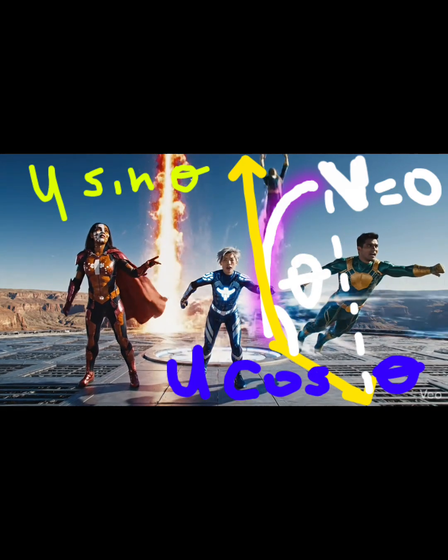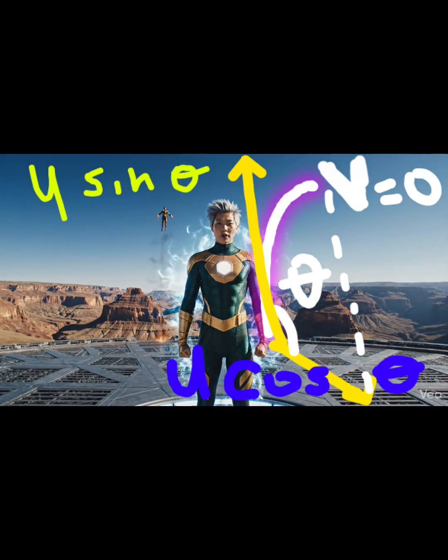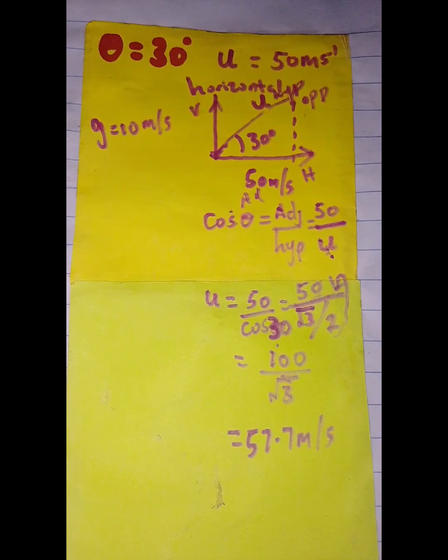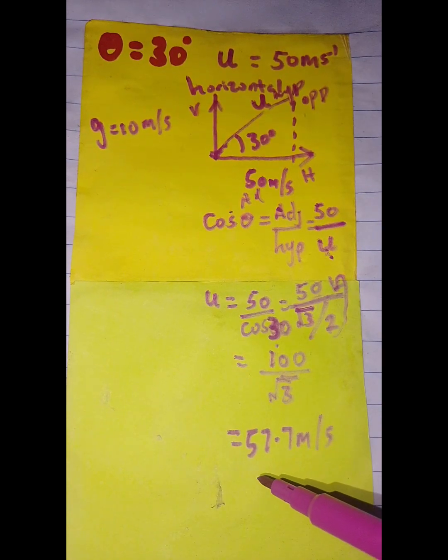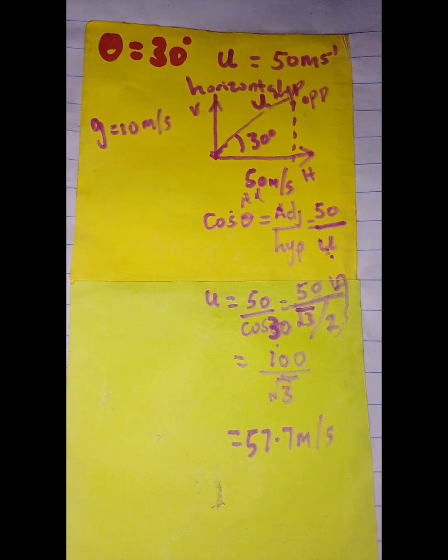The vertical component of initial velocity is u sin theta, the horizontal component of initial velocity is u cos theta. That means the initial speed is 57.7 meters per second.